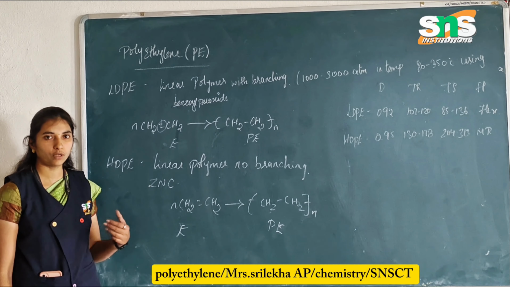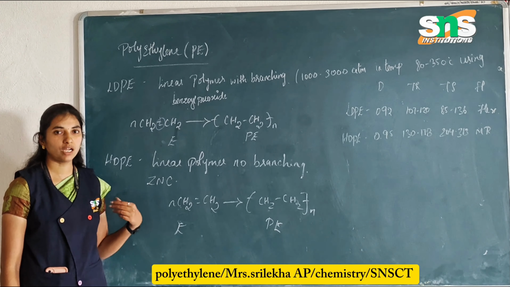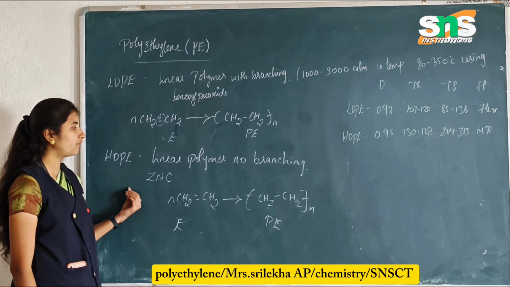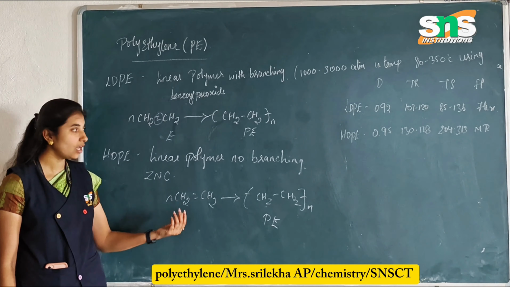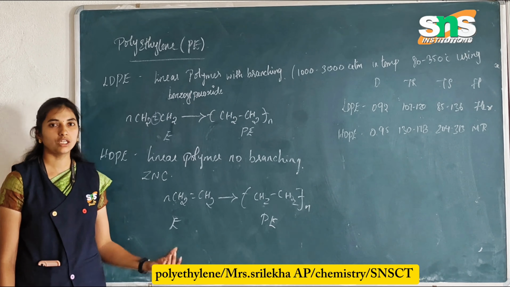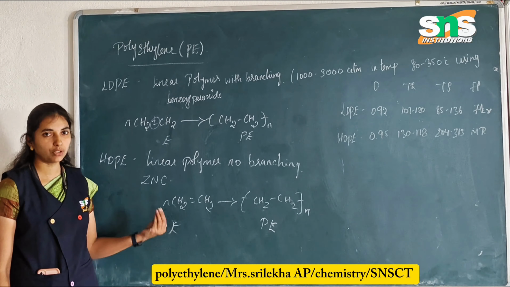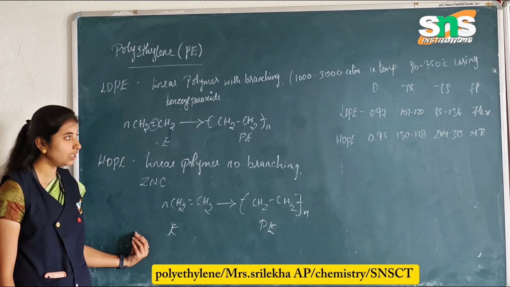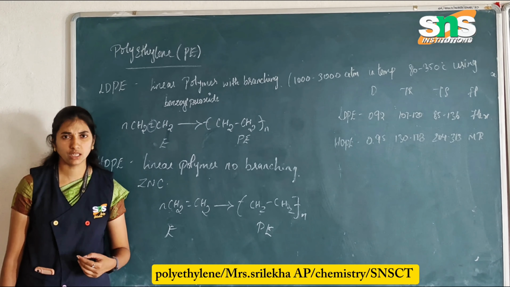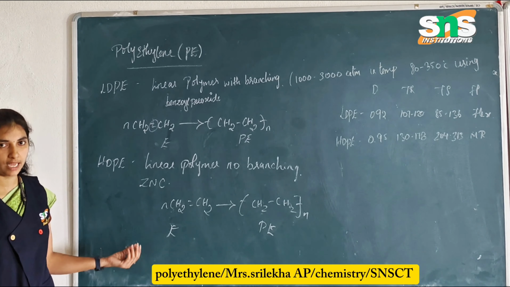Here the monomer of ethylene is converted into polyethylene, and HDPE is a linear polymer with no branching units. The linear polymer with no branching is used in high density polyethylene because it is produced with a Ziegler-Natta catalyst.